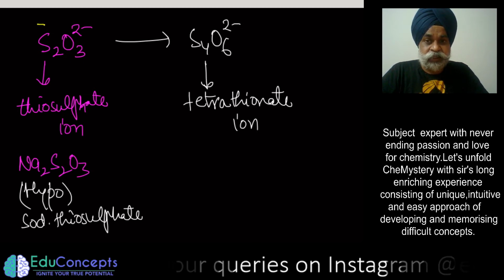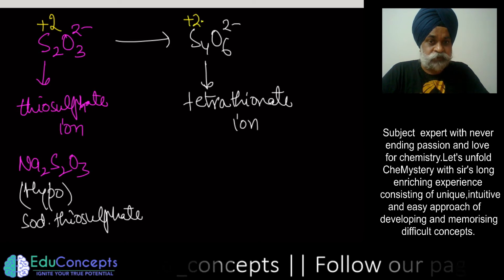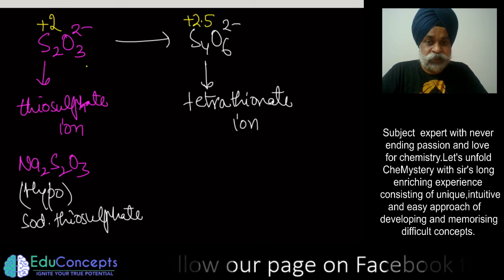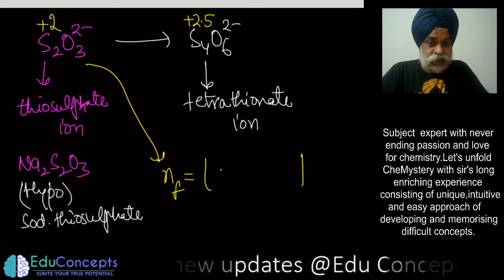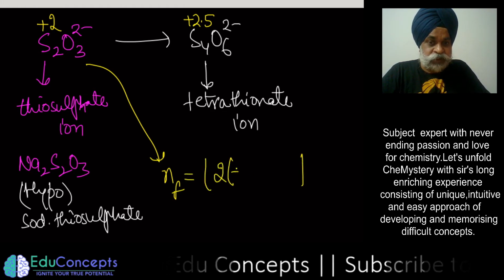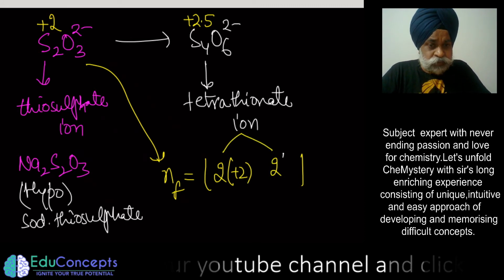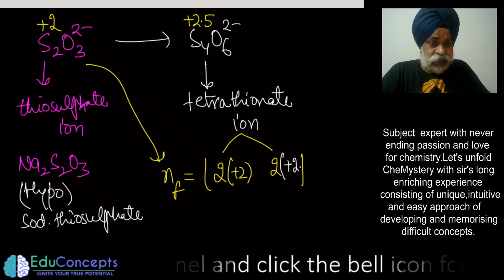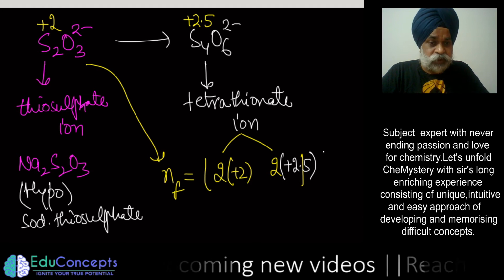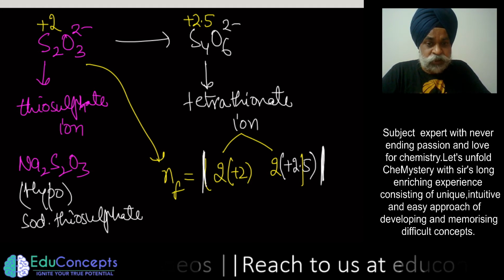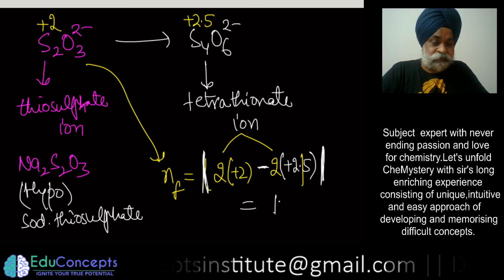So here in thiosulfate, the sulfur is in +2 oxidation state and here it is +2.5. As simple as that. If you want to find the n factor, you have to take a mod, and you have 2 atoms of sulfur which are in +2. Those 2 atoms would reach +2.5, and you have to take into account the mod. Here you placed minus, so the answer comes out to be 1. So the n factor is 1.